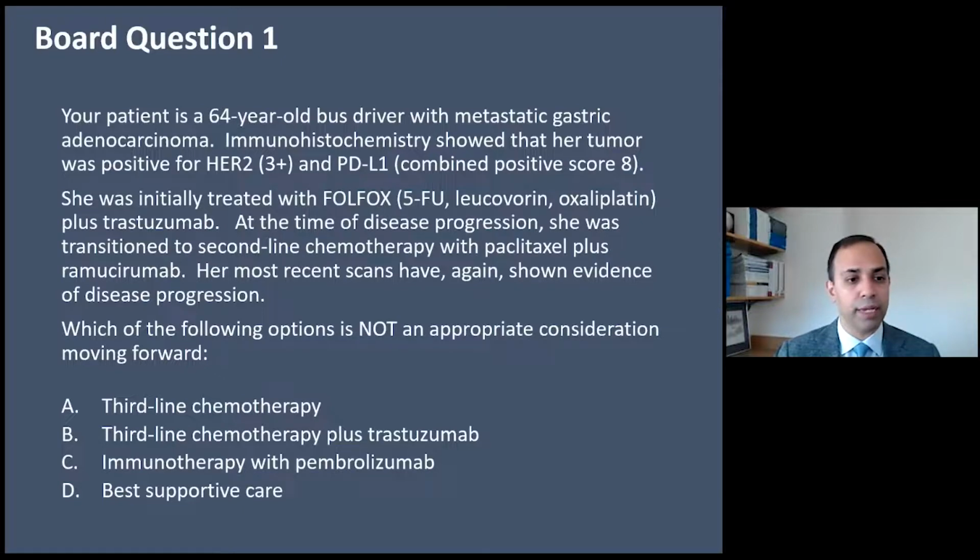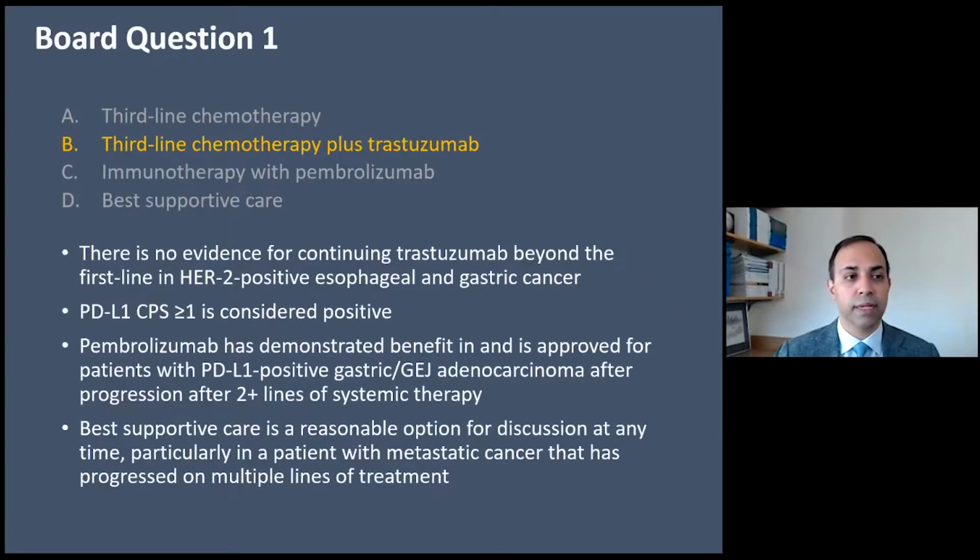A, third-line chemotherapy. B, third-line chemotherapy plus trastuzumab. C, immunotherapy with pembrolizumab. And D, best supportive care. The correct option here is B, third-line chemotherapy plus trastuzumab. This is not an appropriate option in this setting, as there is no evidence for continuing trastuzumab or any other HER2-directed therapy beyond the first line for patients with HER2-positive esophageal or gastric cancer.